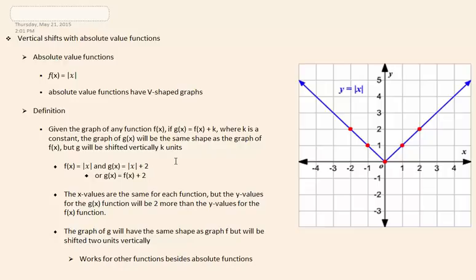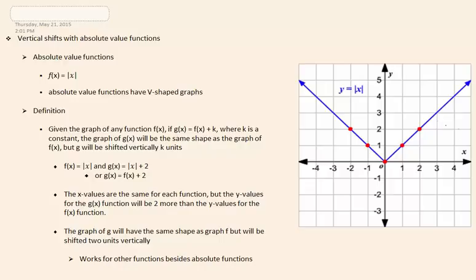If we're shifting up in a positive direction, the x values are the same for each function, but the y values for the g of x function will be 2 more than the y values for the f of x function. The graph of g will have the same shape as graph f, but will be shifted 2 units vertically in the upward direction. And the same principle applies to other functions besides absolute value functions.